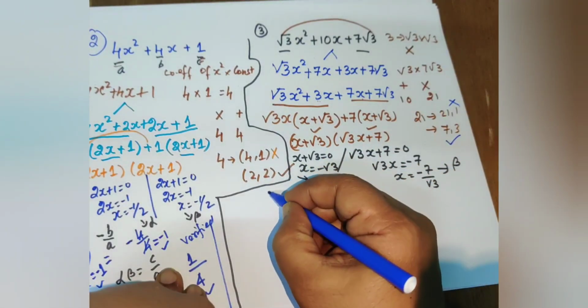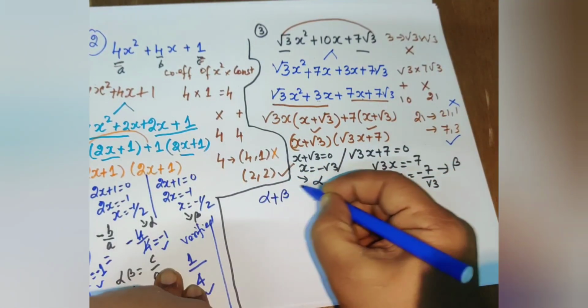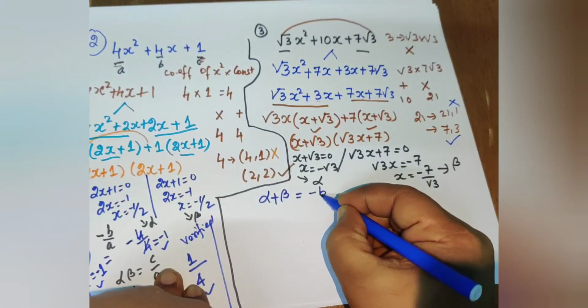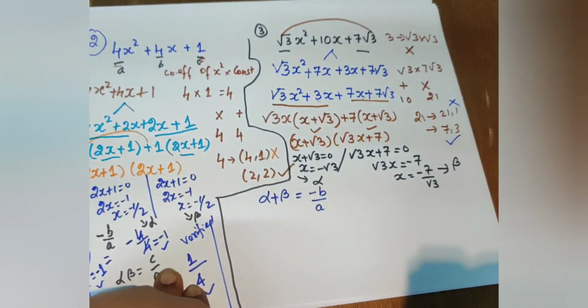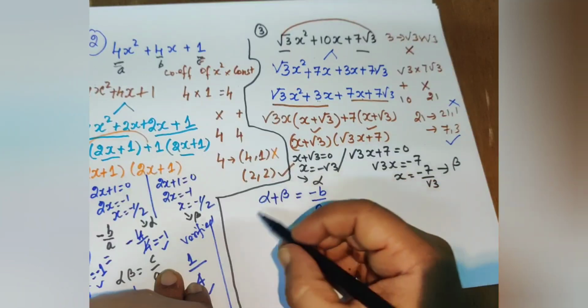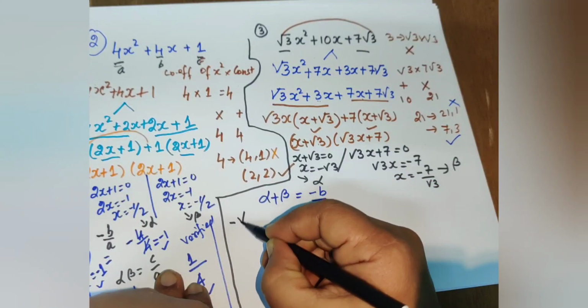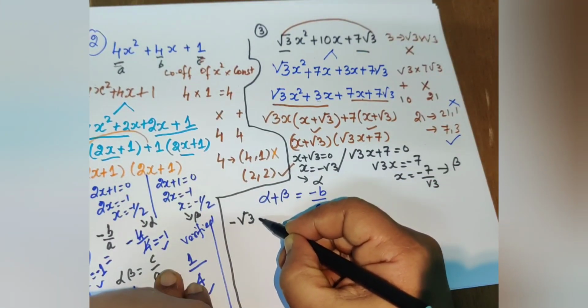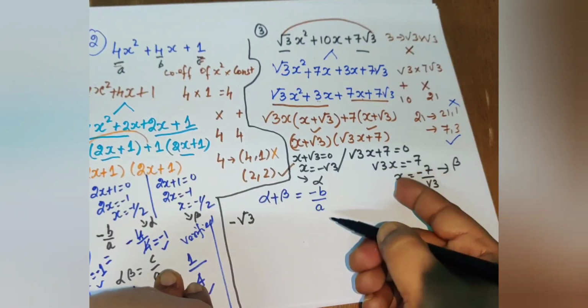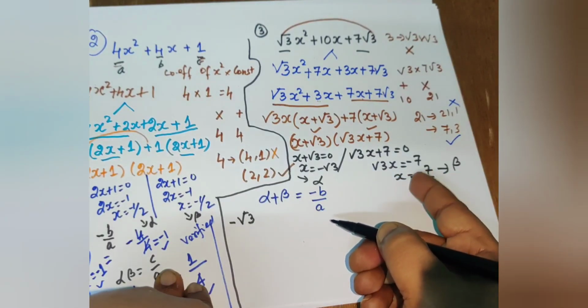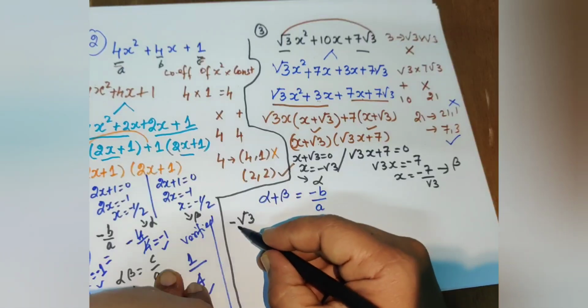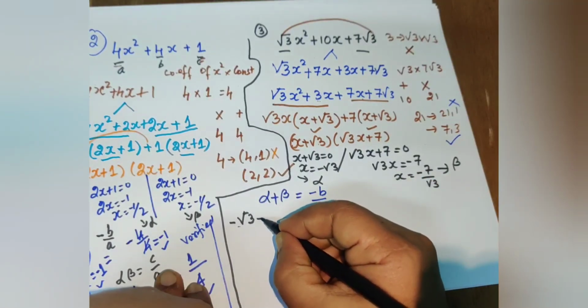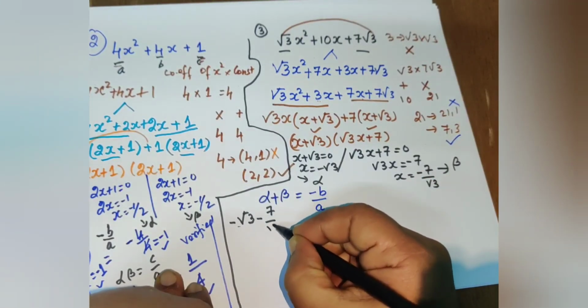What is the formula? We know that alpha plus beta is nothing but minus b by a. What is alpha plus beta? We got alpha as minus root 3 plus, and beta we got as minus 7 by root 3. So minus root 3 plus minus 7 by root 3.